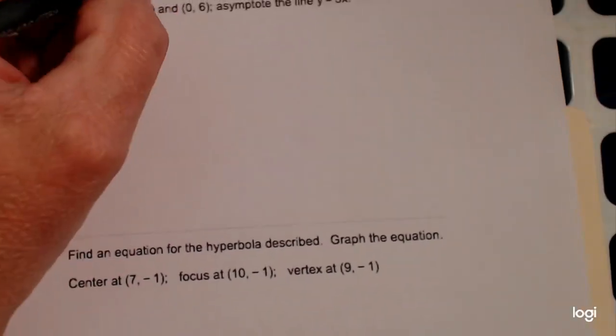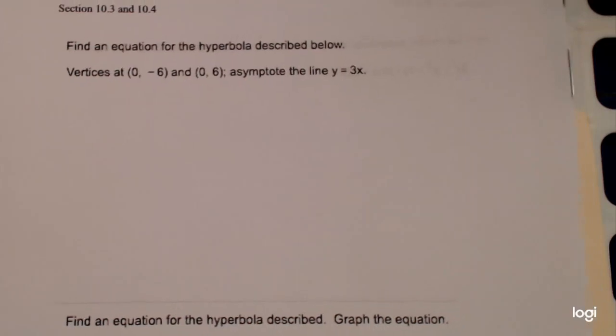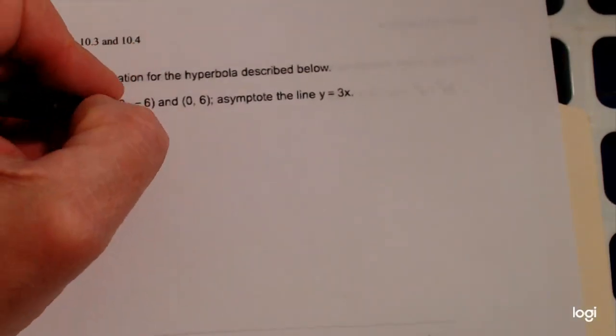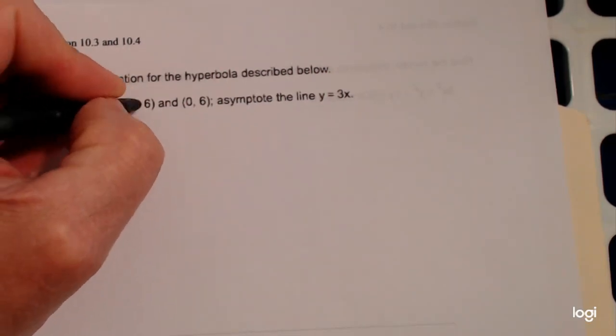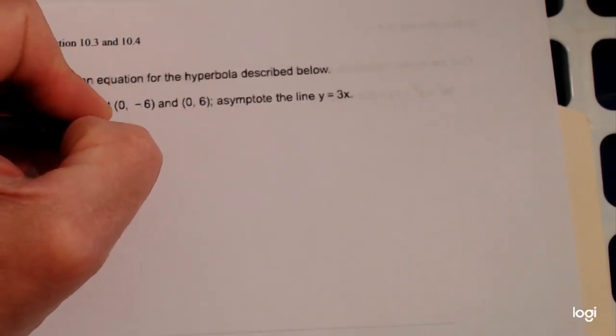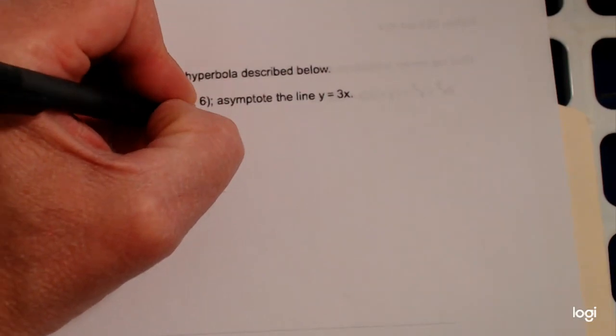This one probably is the hardest one. Okay, write an equation for the hyperbola. All right, so first of all, we know that the vertices are at (0, -6) and (0, 6), which means the center is at the origin.